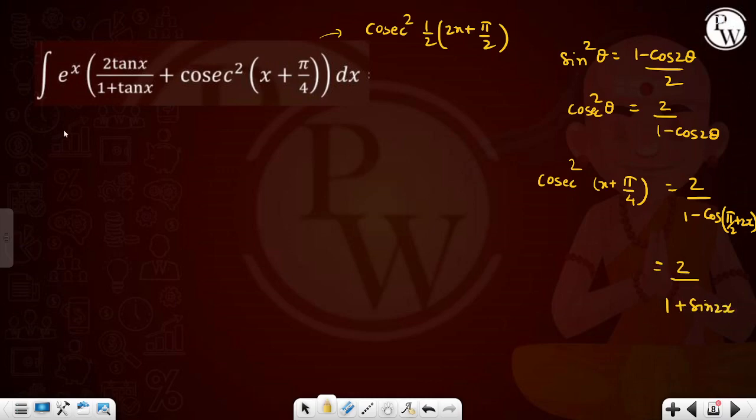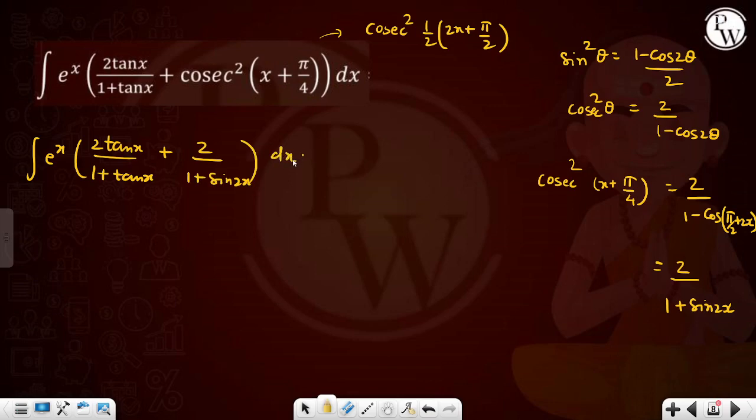Okay. So it is the integration of e to the power x times (2 tan x upon 1 plus tan x plus 2 upon 1 plus sine 2x). Now we have to show some intelligence. This is a function in tan x and this is in sine, so convert it in sine. So take 2 outside, e to the power x tan x. It will be this. Do you all agree with this step?